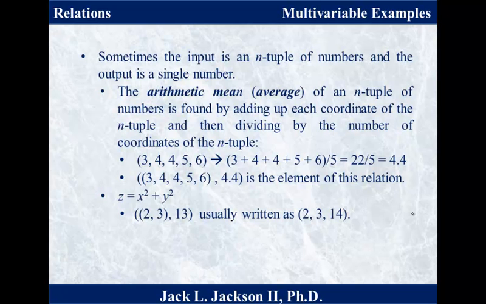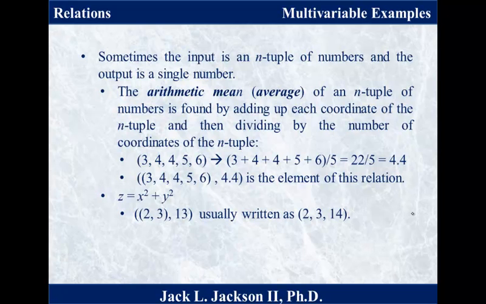So if you think of this as an ordered pair, the first coordinate is the ordered n-tuple 3, 4, 4, 5, 6, and the second coordinate is the output, the average of the input, which is 4.4. So again, we can still think of this as an ordered pair, but it's not necessarily more complicated, just different than a simple number for the first and a simple number for the second. But again, we still start with an input and we get an output. Okay?